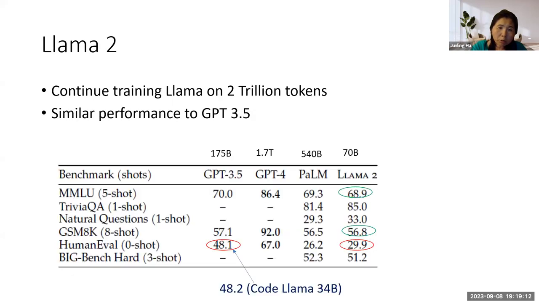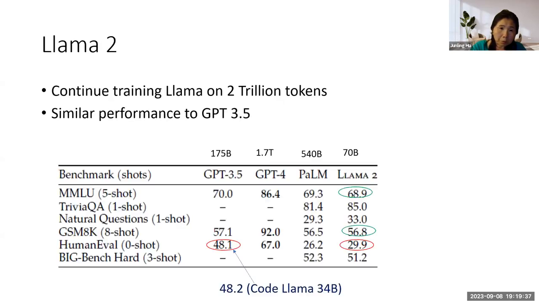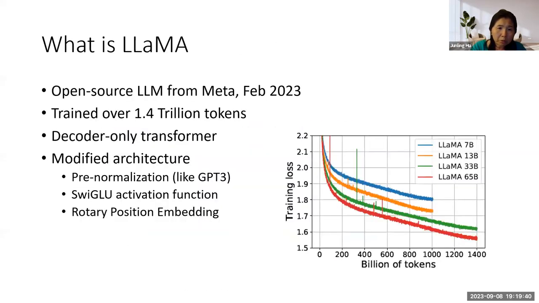Now, what is Code Llama? Let me introduce Code Llama. When we covered Llama 2, we talked about what Llama 2 is. Essentially, it's a decoder-only transformer trained on 2 trillion tokens with a special activation function, a special position embedding, and the third special thing, the normalization location, where you do layer normalization. We actually went through all these basic concepts in our workshop.